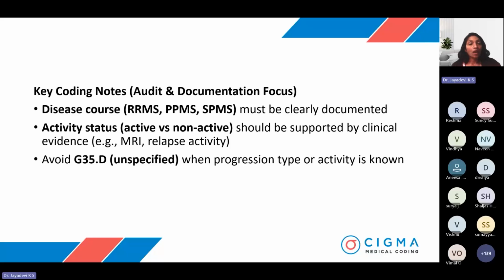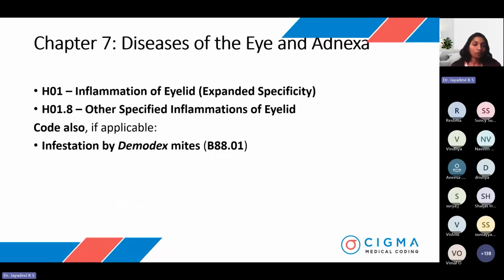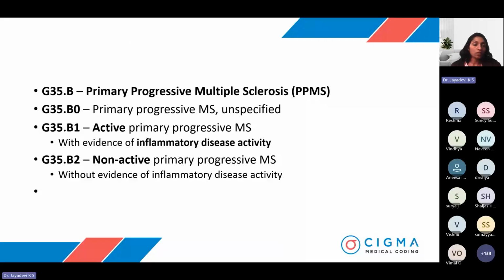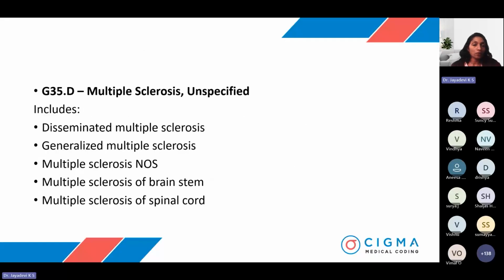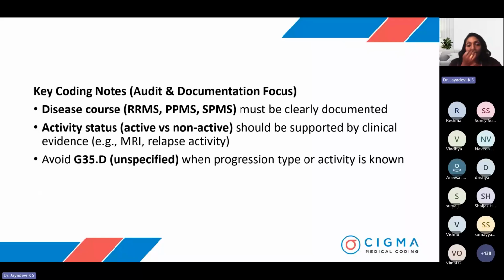Now, the disease course, RRMS, we have discussed RRMS, PPMS, and SPMS, must be clearly documented for selecting this code. And also you have to check for the activity status, whether it is active state or non-active state. We have discussed this earlier. This division is given here in the primary and the secondary. And avoid G35.D, that is the unspecified code, if any of this progression or activity is mentioned.